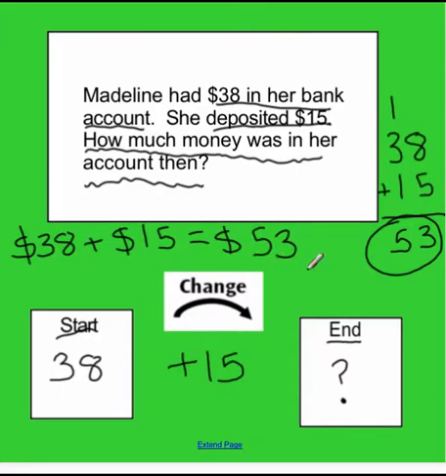Now I want to think, does this answer make sense? I have an answer of $53. If I'm adding $38 and $15, I have two smaller amounts that should add up to a bigger total. $53 is bigger than either of these two parts, so our answer seems to make sense.